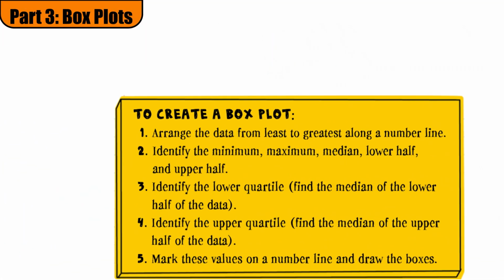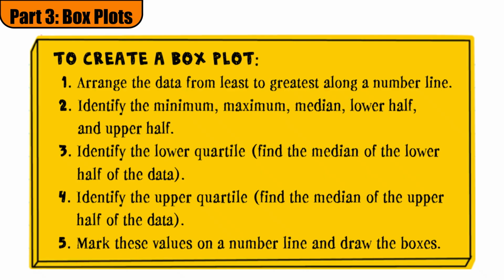Now let's look at how to create a box plot using a set of data. First, arrange the data from least to greatest along a number line. Next, identify the minimum, the maximum, the median, and the lower and upper halves of the data. Then find the lower quartile by locating the median of the lower half. Do the same for the upper half to find the upper quartile. Finally, place these 5 values on a number line and draw the boxes and whiskers to complete the box plot.